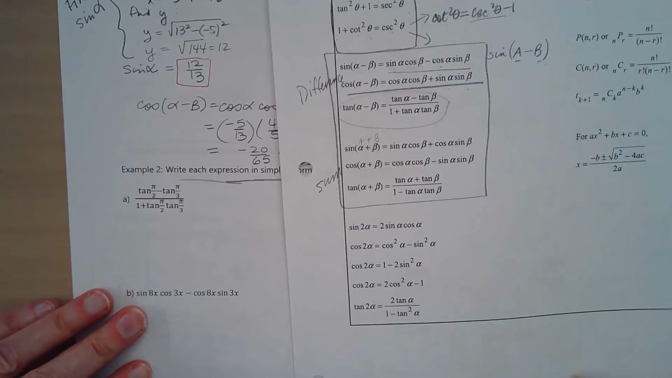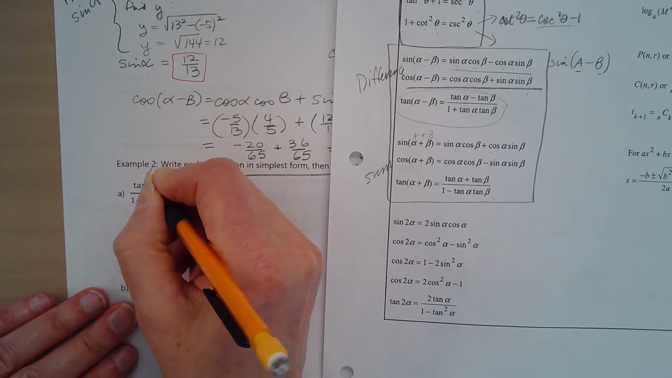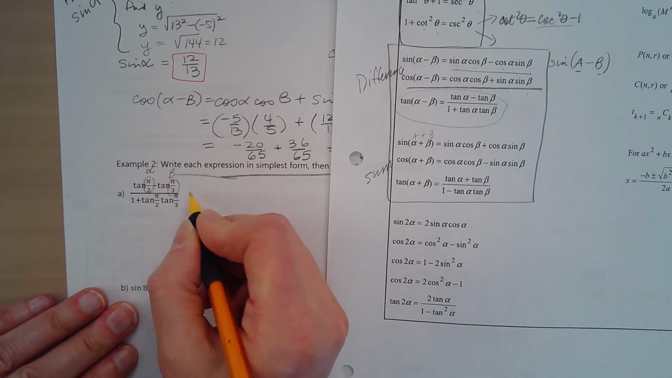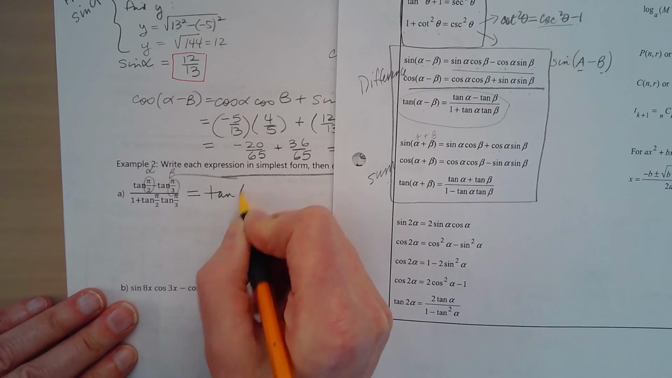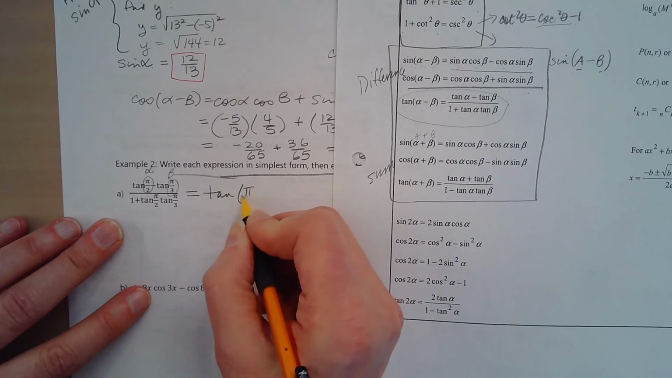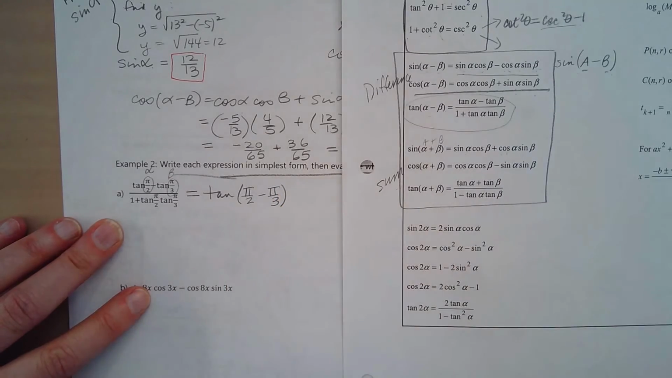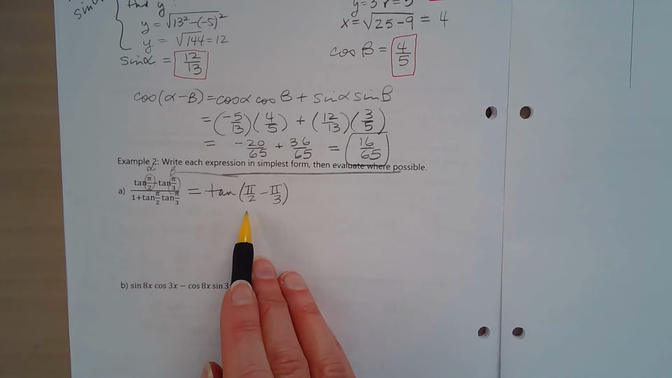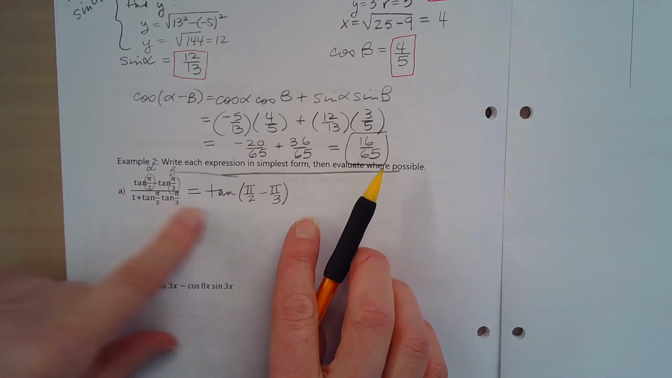Okay, so to simplify this, I just have to determine, okay, this would be my angle A, right? This would be my angle B. So this would all simplify to tan of A minus B. Okay, interesting, huh? That whole expression simplifies to this. If I had this one and I was expanding, it would expand to this, but it simplifies to this.